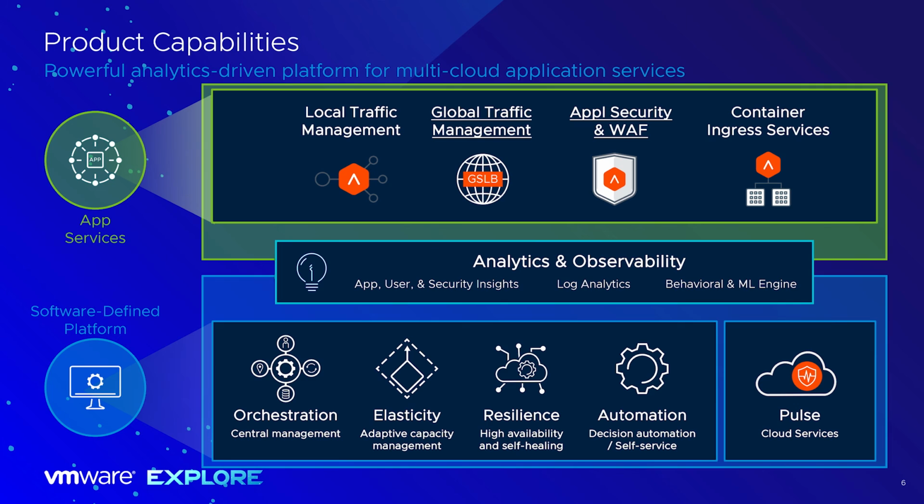So I already talked about orchestration, elasticity, resilience, and automation. The last one on there is our cloud services. Up until a few weeks ago, it was called Pulse. Apparently, the marketing team has not updated their slides, so now it's called Cloud Console. It's a value-add set of SaaS services that we provide to customers who buy the cloud license, which is the same price as, maybe even cheaper than, the on-prem license.